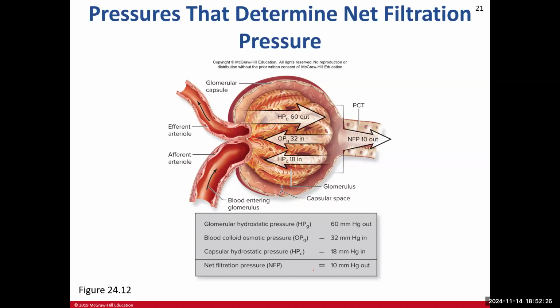And again, you can see here, I'm going to point random things out to you. Look at the lumen here, the diameter of the afferent arteriole, and then look at the lumen size of the efferent arteriole.